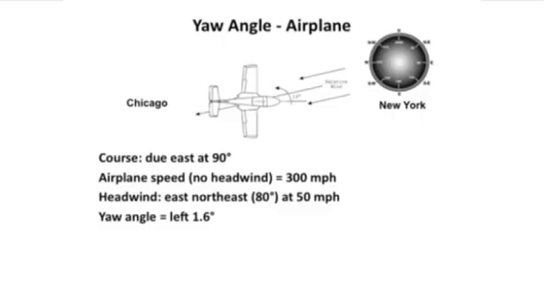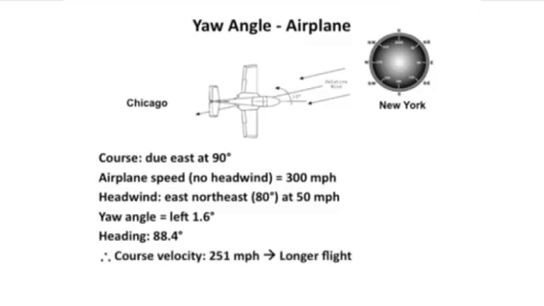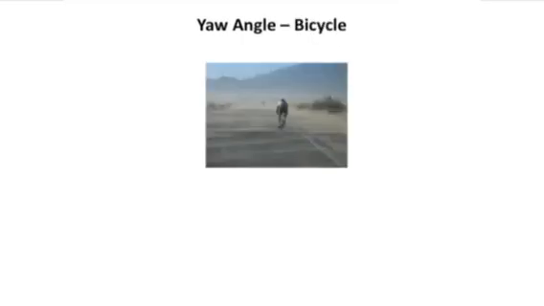And if I run that calculation out, that gives a yaw angle of 1.6 degrees to the left. The consequence of that yaw angle is I have a heading which is slightly left. Instead of 90 degrees it is 88.4, and that slows me down. My course velocity, instead of being 300 miles an hour, is now lower, and it's going to take me longer. On a bicycle, yaw angle is a little bit of a different animal.